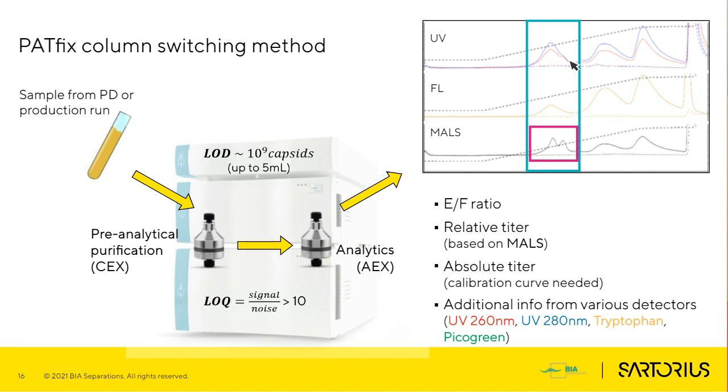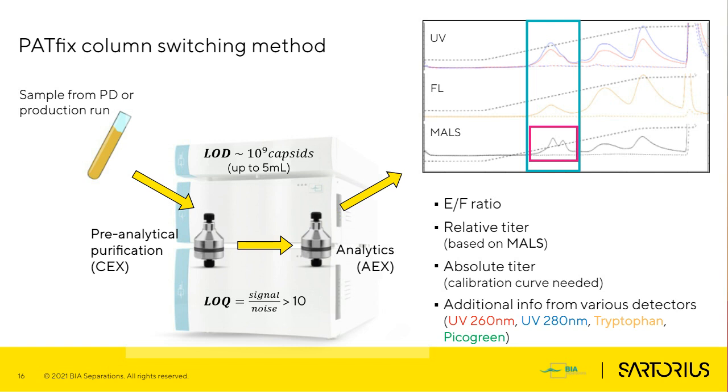So with this method, you could estimate empty-full ratio. You could determine the relative titer based on multi-angle light scattering. If you desire to have an absolute titer, you can track that as well. But for that, you would need a calibration curve, pretty much in the same way as you would need for qPCR, for example. And then you can get additional information from the other detectors.